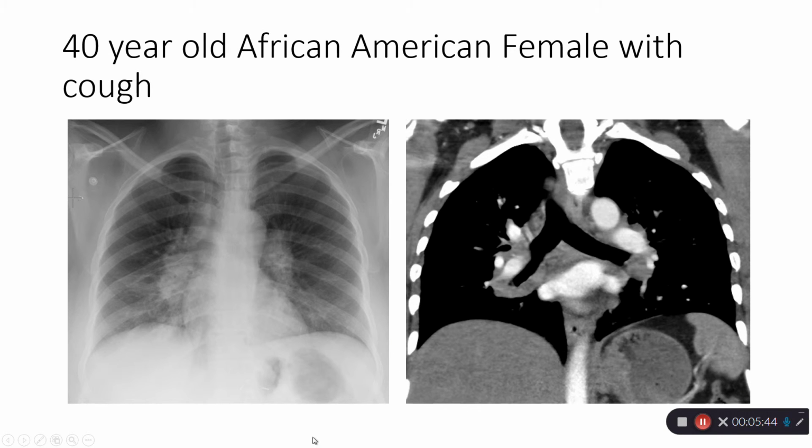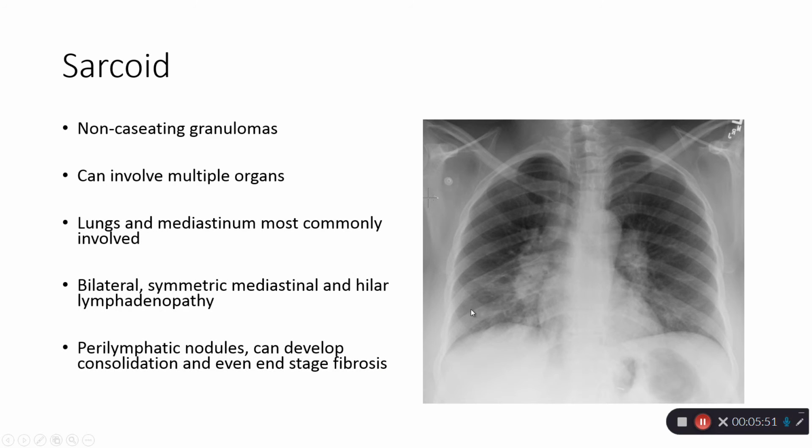40-year-old African American female with cough. So this is an example of sarcoid. We can see that there is bilateral hilar adenopathy. We can also see that there's thickening along the right paratracheal stripe corresponding to enlarged lymph nodes.